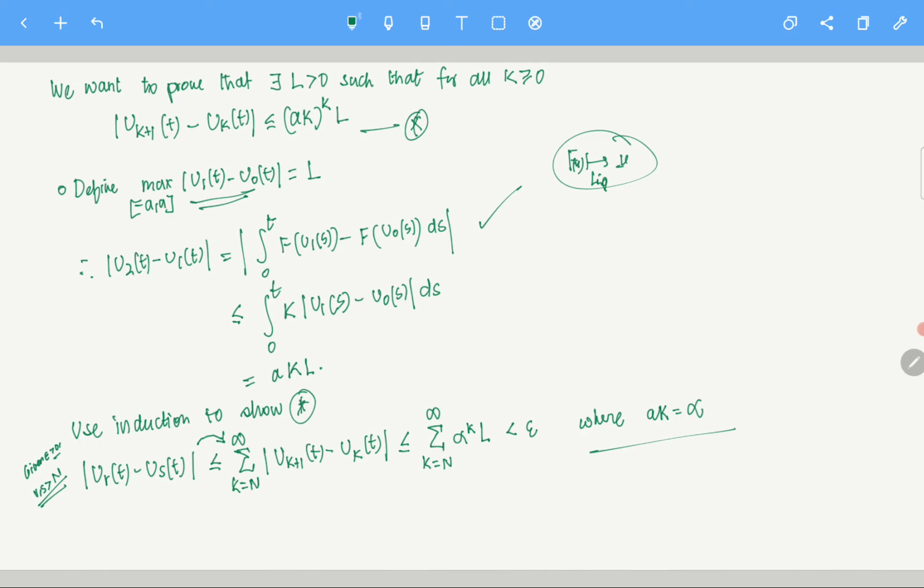Clear? Yeah, this is fine. Why is this true? Because of the uniform convergence. We just showed that u_{k+1} plus a, this star. In star only, it's just there, right?